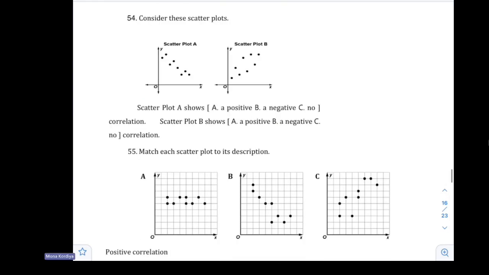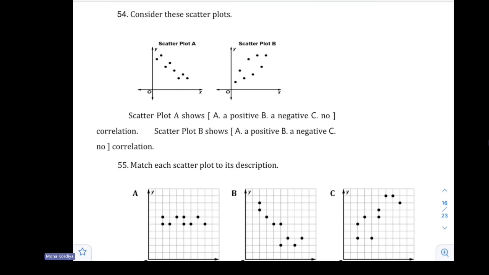Consider these scatter plots. If you notice that the scatter plot is going down, decreasing, it has negative correlation. So directly here, negative correlation. But for B, you see that it is going up. So it is definitely positive correlation. Positive correlation means as the x-axis values increase, the y values increase, whatever the x value is. And for negative correlation, as x values increase, the y values decrease. They are opposite to each other.